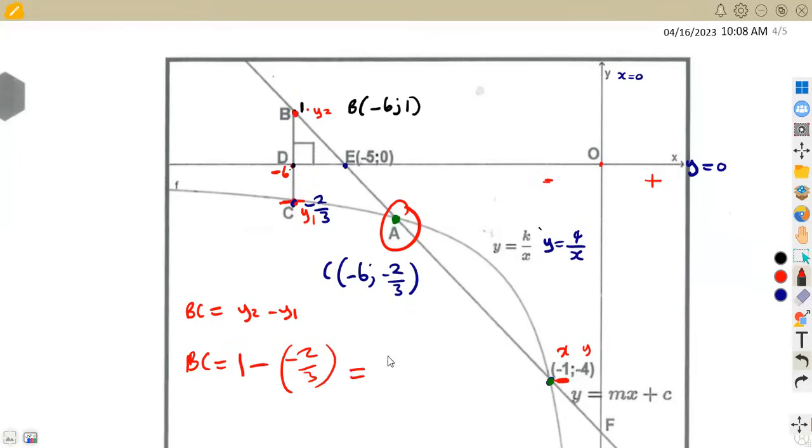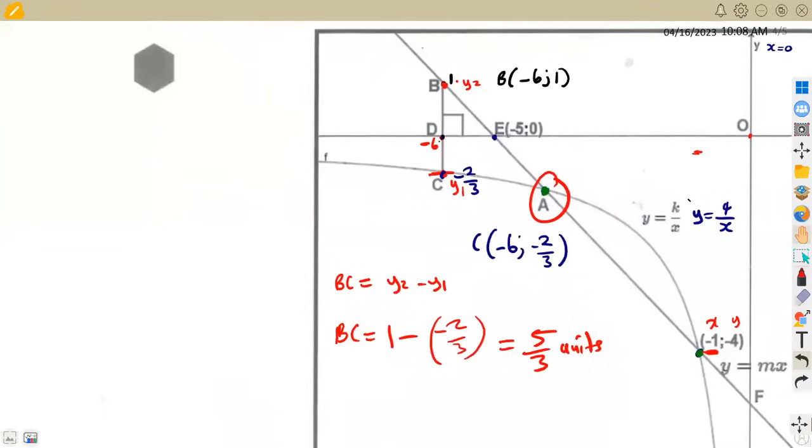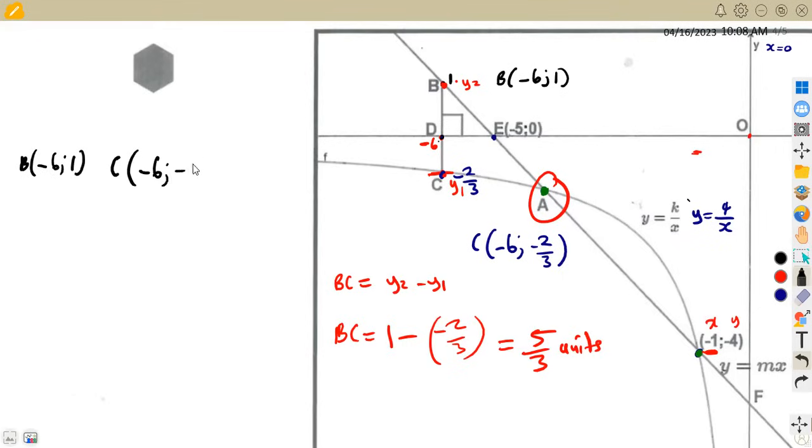So this is going to give us the distance of BC, which is 5 over 3 units, or 1,667. Or you can use the distance formula. Since we have point B, which is (-6, 1), and point C, which is at (-6, -2/3), we can use our distance formula to calculate BC.